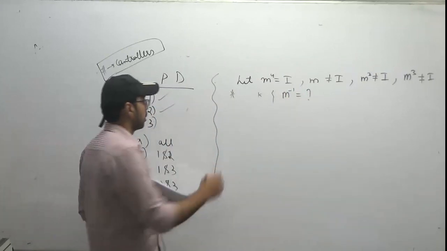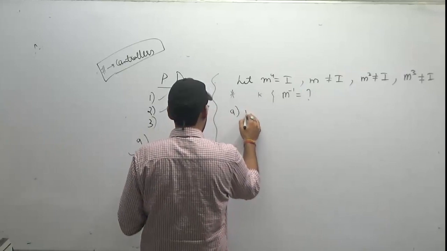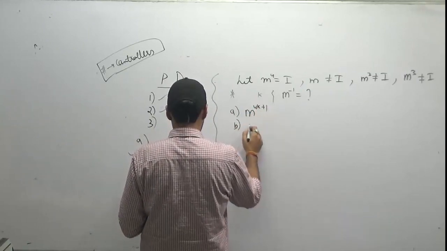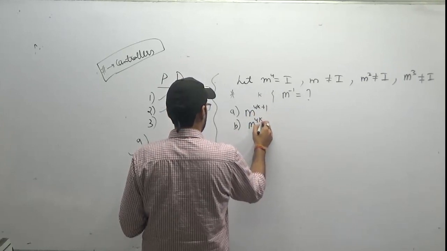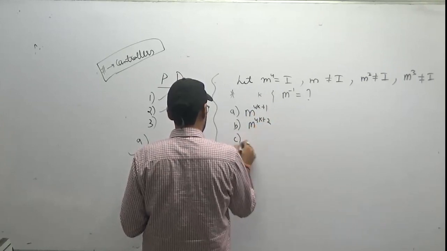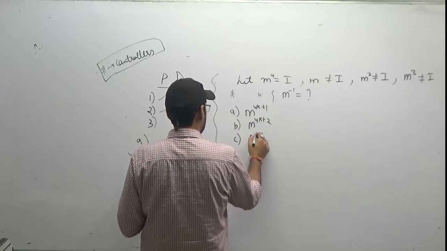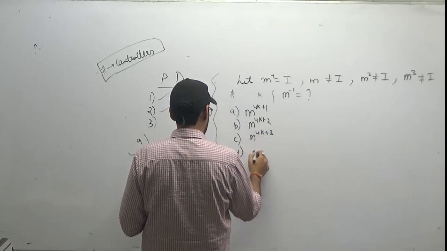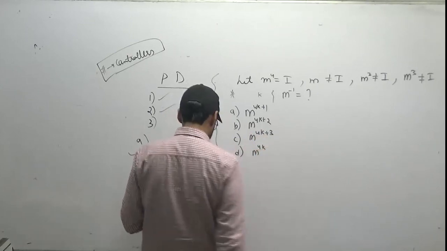Four options are given. Option A is M^(4k+1). Option B, M^(4k+2). Option C, M^(4k+3). Option D, M^(4k).